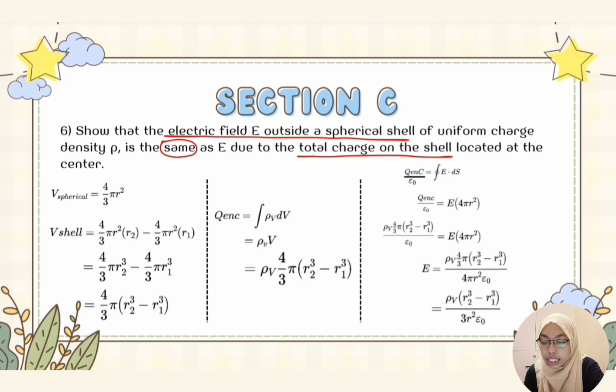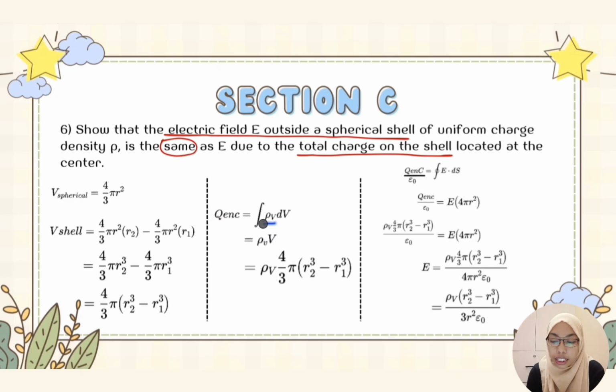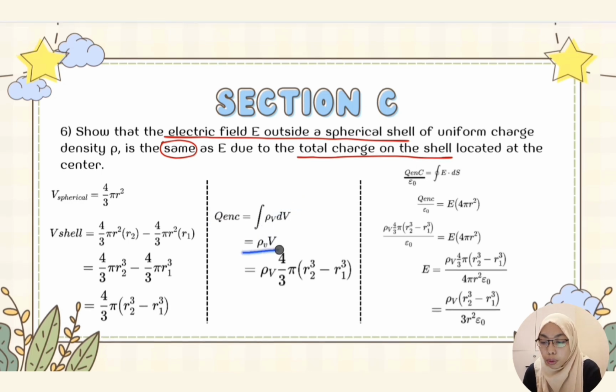In Gauss's law, we also have the formula Q enclosed equal to integration of rho v dv. So rho v is a constant and we integrate the dv. So we can get rho v times v. We have the value of v, which is this one, and the final answer for Q enclosed equal to rho v 4 over 3 pi r2 cubed minus r1 cubed.